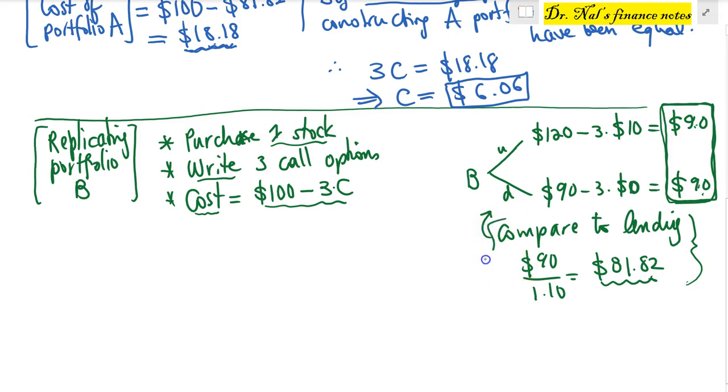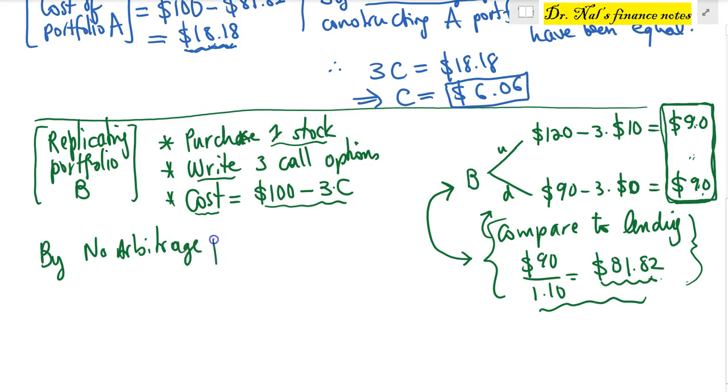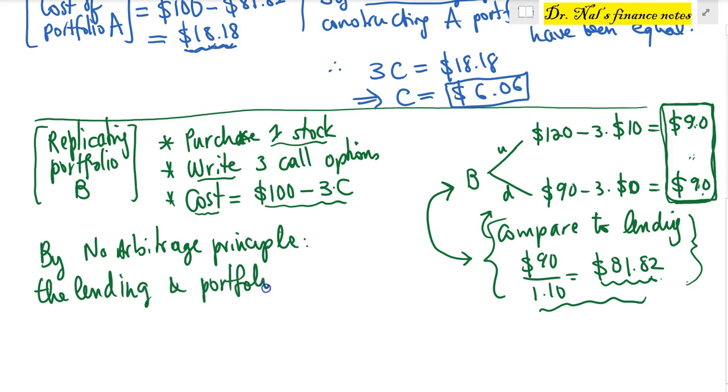Now these two, the portfolio B and this lending business, should have exactly the same cost, because in year 1 they have the same outcome. And by the no arbitrage principle, let's write that down. This is an important one. Arbitrage principle. These two should have the same value, right? So the lending and the construction of portfolio B should cost the same.